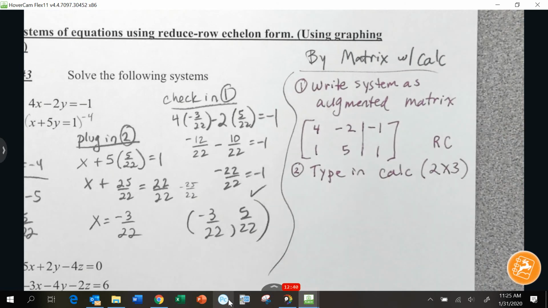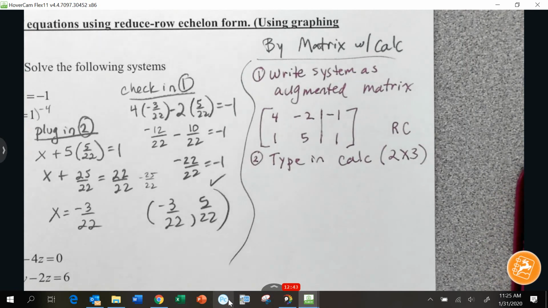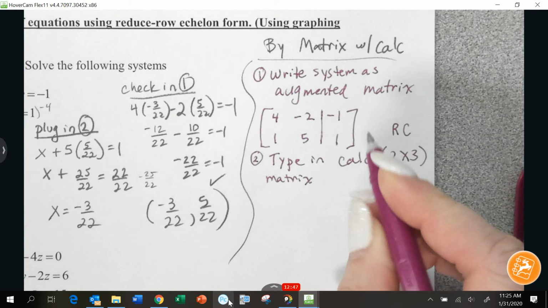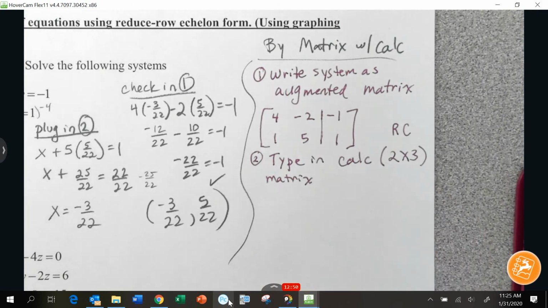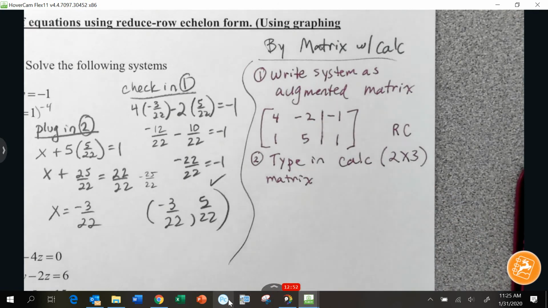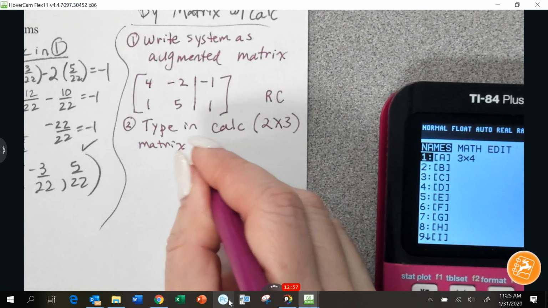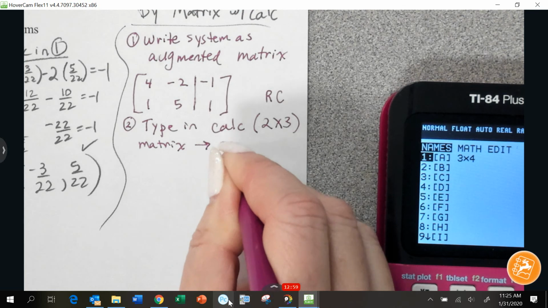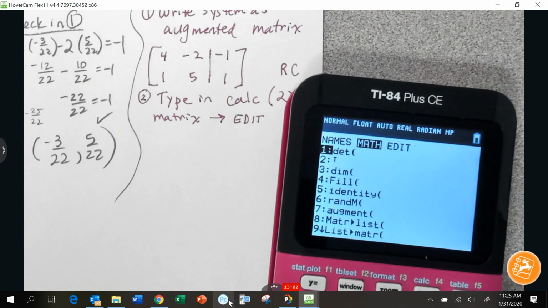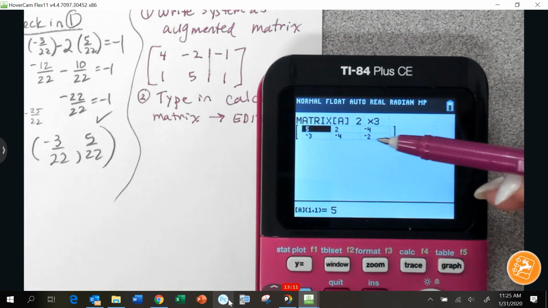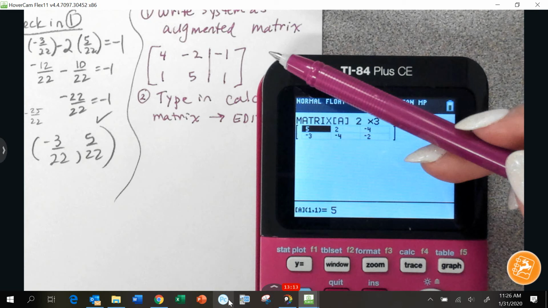So to type that in our calculator, we're going to go to matrix. Second, x to the -1. And you're going to arrow over to edit. And you're going to choose whatever one you want to choose, but you've got to change it into a 2 by 3. 2, enter, 3. Then you could look, it should look like the exact same dimensions as the one you've written on your paper.